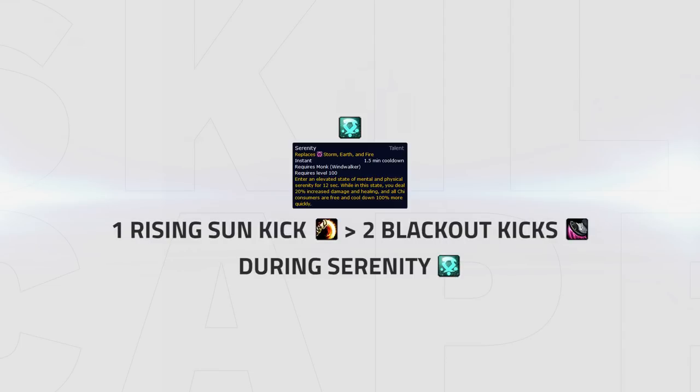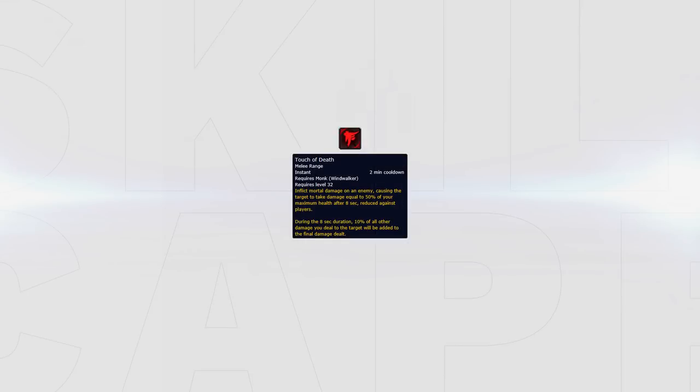This cooldown reduction also works when you Blackout Kick, as each time you Blackout Kick, you reduce the cooldown on Rising Sun Kick. The result of this means that you can rotate between doing 1 Rising Sun Kick to 2 Blackout Kicks repetitively during the entire duration of Serenity, giving you absurdly high burst damage. That's all it takes to burst as a Windwalker, plus you could Touch of Death beforehand for even more added burst if needed.